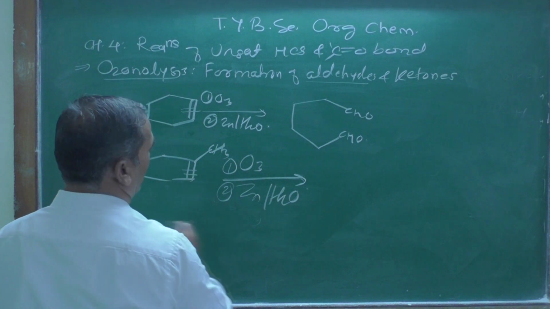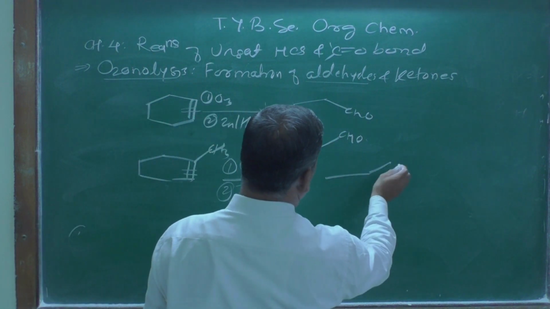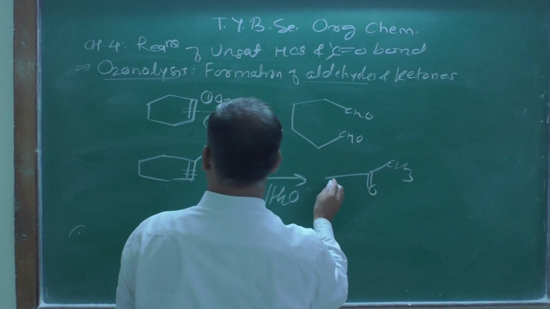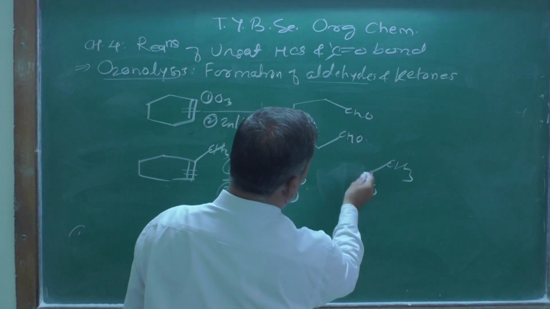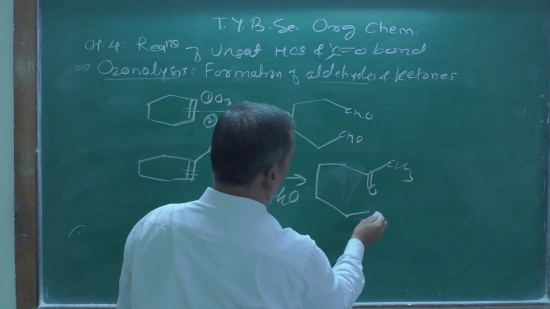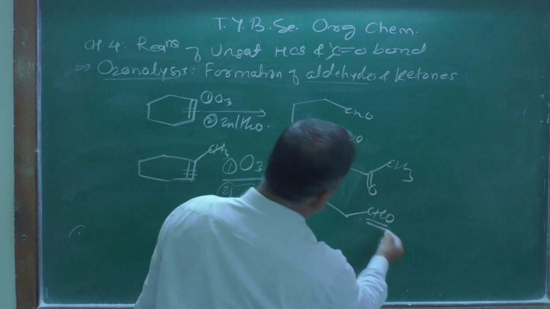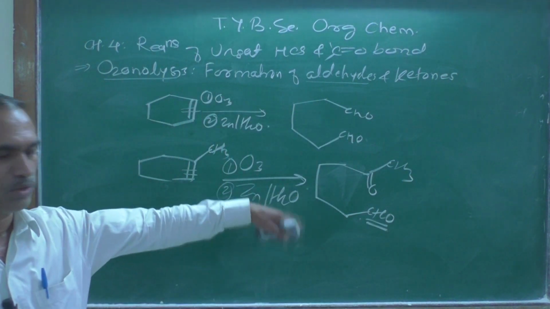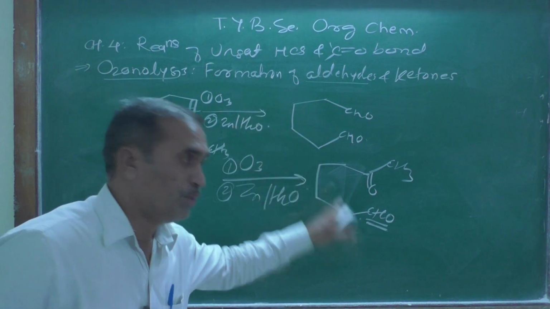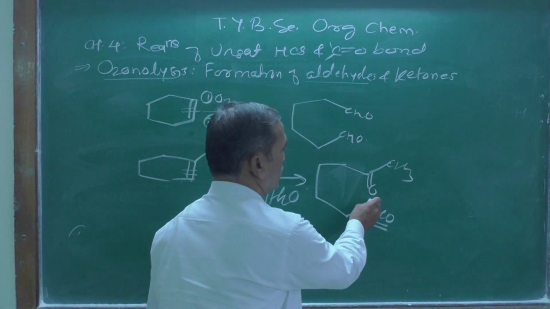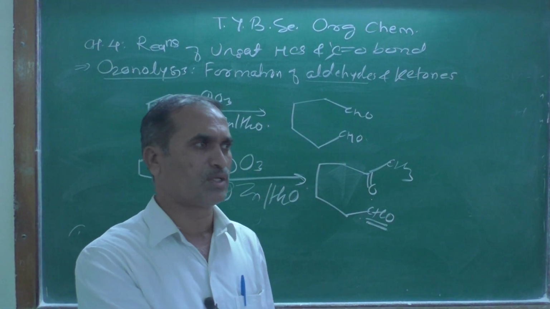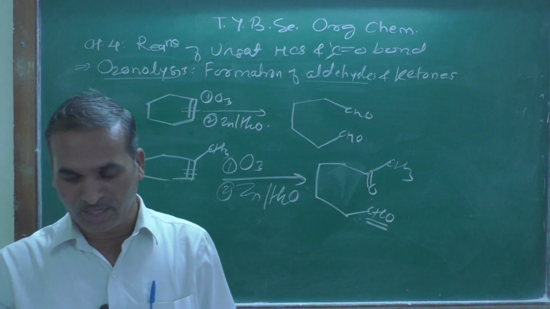This bond is going to break on that side. So here CH3 and a double bond oxygen. The ring gets opened, and on the other end you get an aldehyde group, so a ketone and an aldehyde. So by knowing what type of products they are getting, they easily understood what type of olefin is present in that reaction.